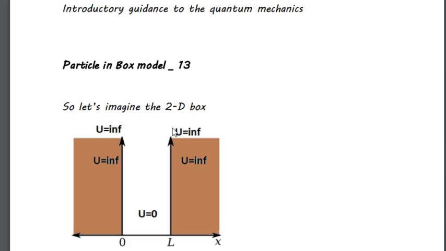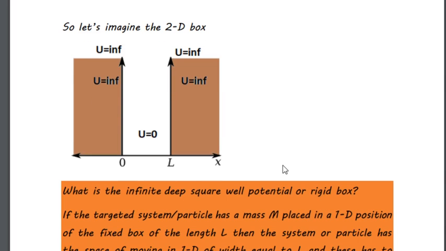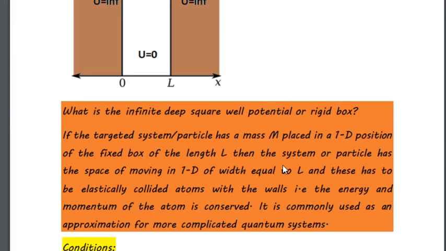So let's imagine the graph below. This is a 2D box, the deep well, where the free particle is supposed to be confined in this very narrow distance. What is the infinite deep square well potential, and what is the rigid box?